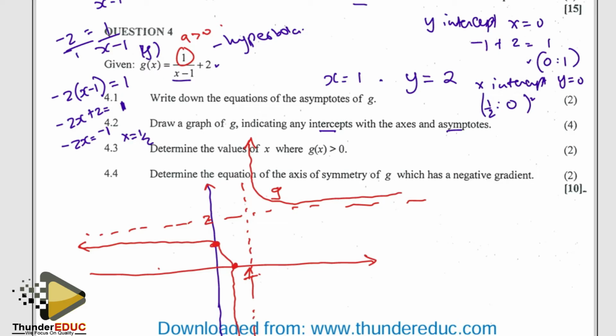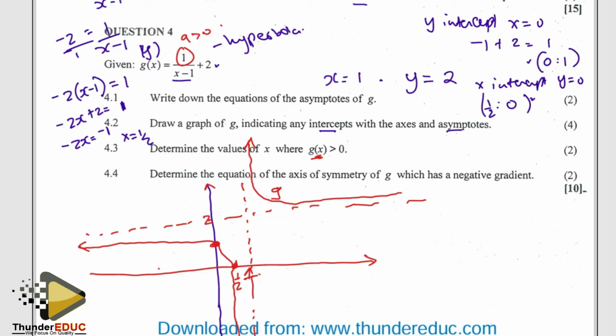Okay, so that is how the graph would be sketched. And then 4.3, determine the values of x where g of x is above 0. So the g of x is greater than 0. In other words, it's above the x-axis. So the graph is only above the x-axis from this point. If this is a half, the graph will be above. But also when you look at the asymptote, on the other side of the asymptote, this graph is always above.